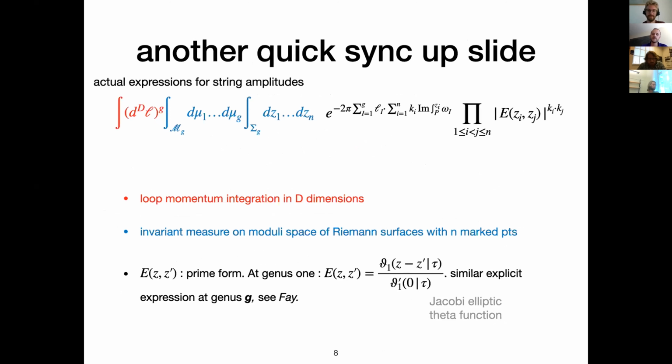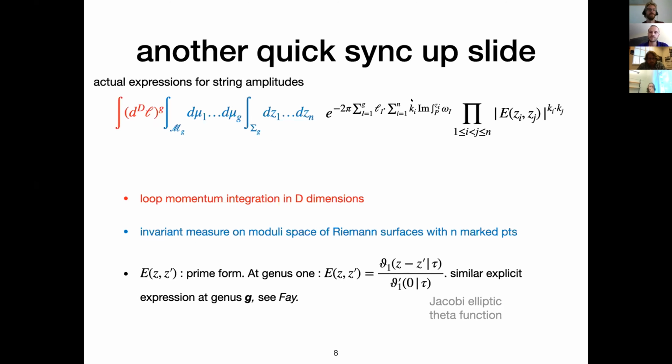Then maybe, I don't know if the slide is useful or not, but if you want some actual expressions to tune in to this talk, here is the sort of object we'll be dealing with. That's a string amplitude at genus G, so it's a G-loop thing. First off, we'll be doing the integrand, so there is a loop momentum integration in front of it. Then you have some sort of measure on the moduli space of Riemann surfaces that we will not be concerned with in this talk. And then you have the endpoints that hover around on this Riemann surface. You need to integrate them on the surface sigma G.